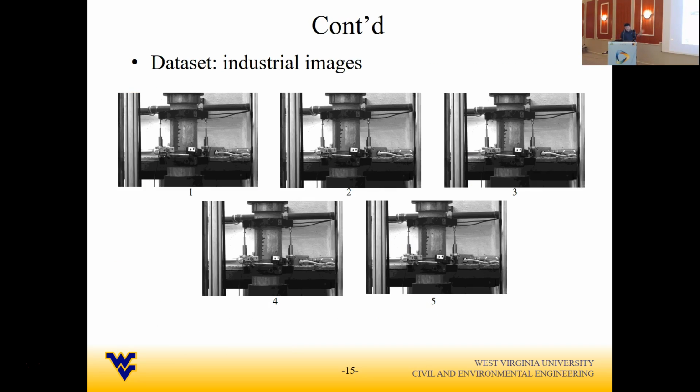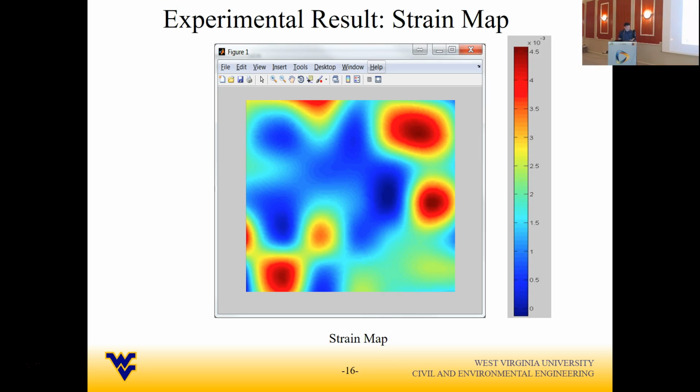And here are some of the pictures. They look very identical because the deformation is very small. We also use some well-established equations to generate the strain map. Here we could see on the upper right corner, the red one indicates the strain is large. And also on the bottom right corner, the strain is large.